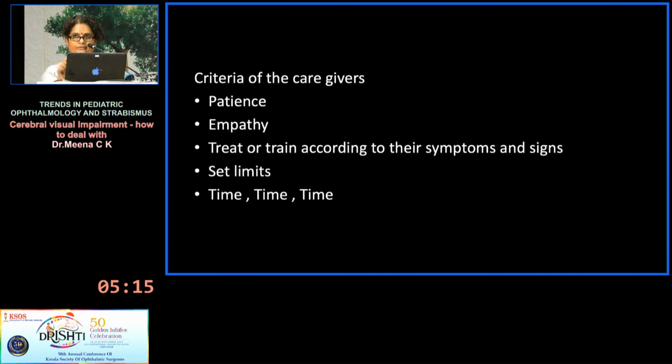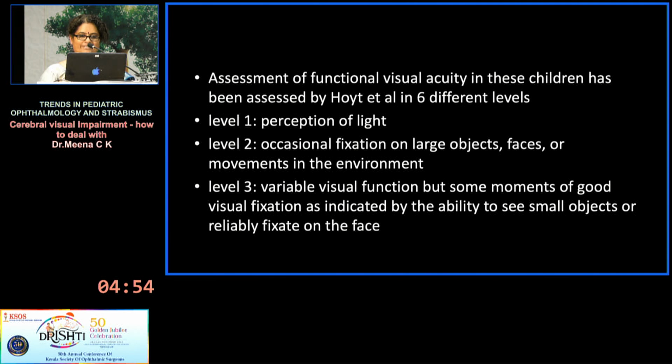And the first thing, before going to the patient, is the criteria for the caregivers: patience and empathy are extremely important, and it's not just the ophthalmologist who has to manage this. You need occupational therapists, and it will be a coordination of many treatment strategies, and you have to treat or train according to symptoms and signs and set limits.